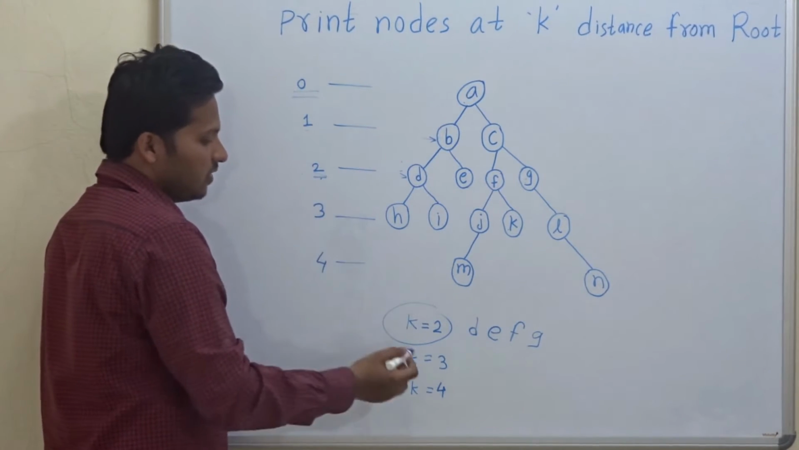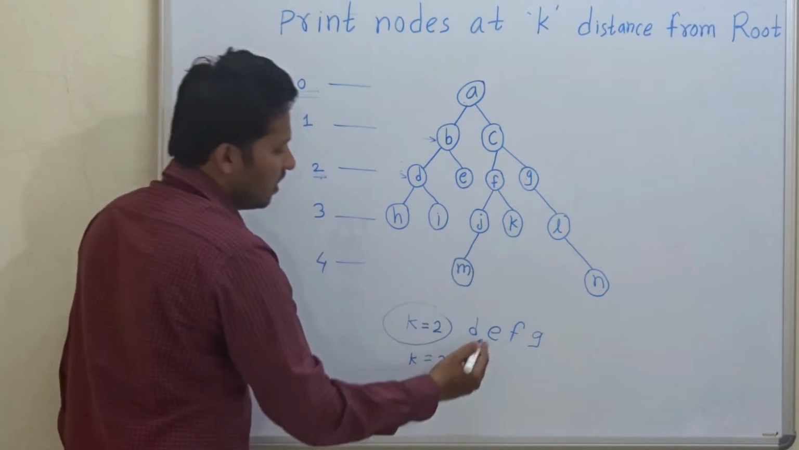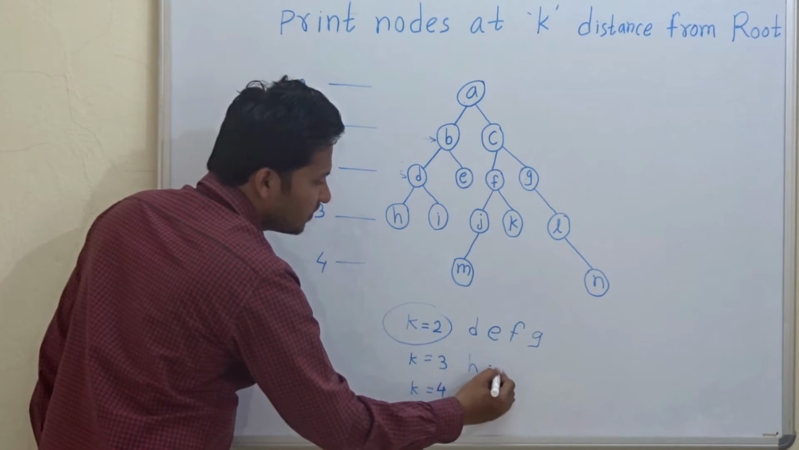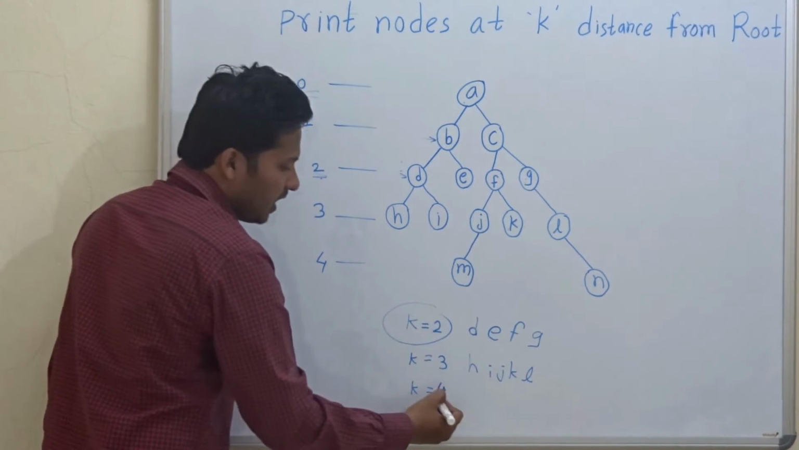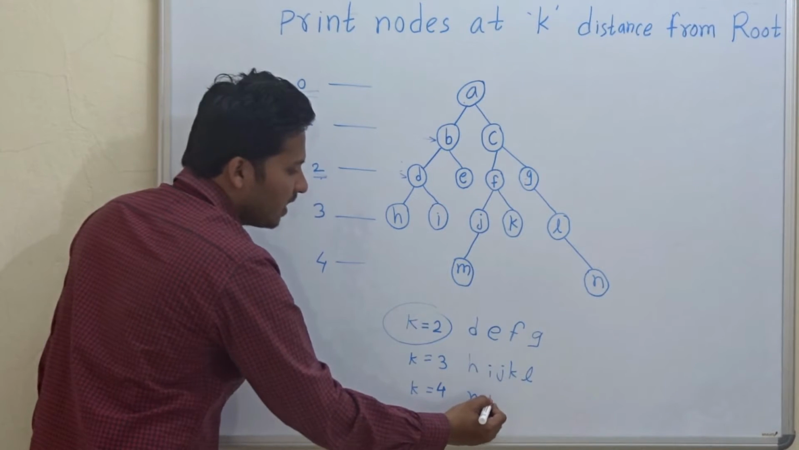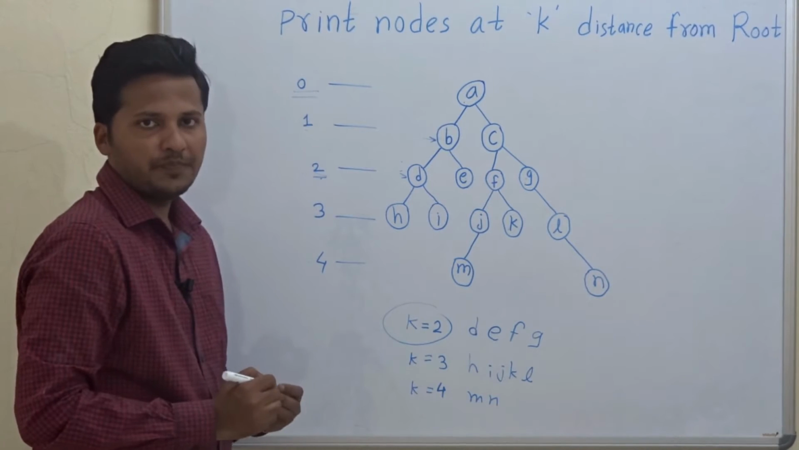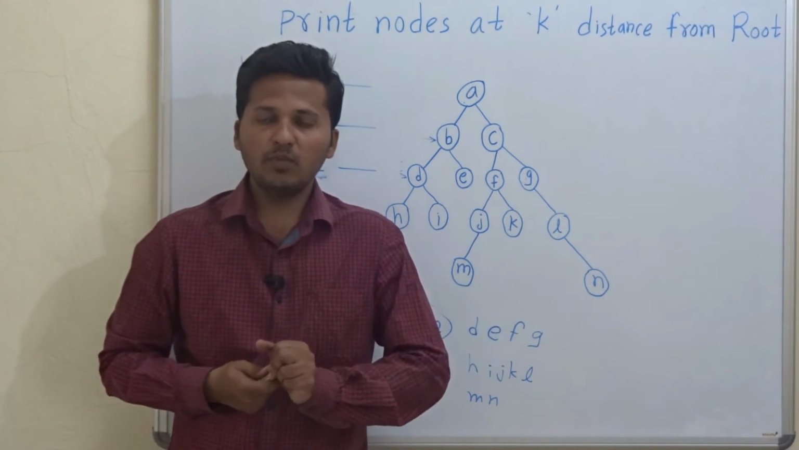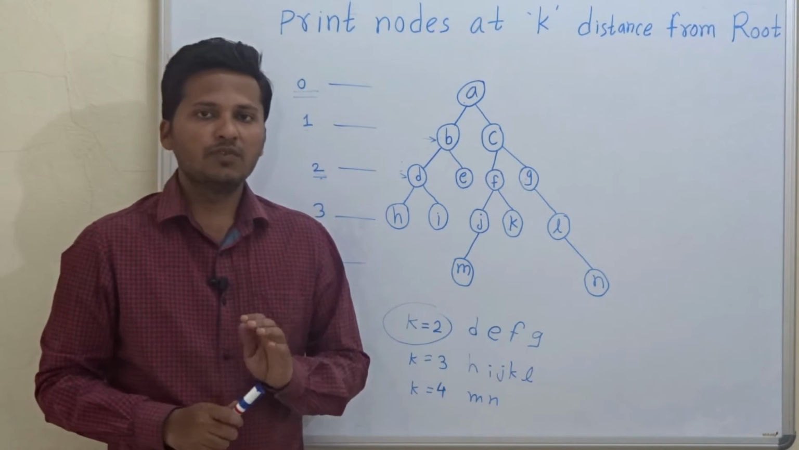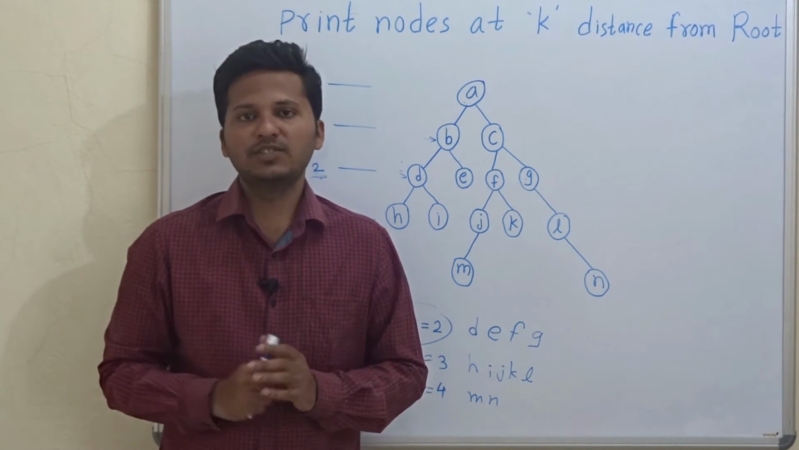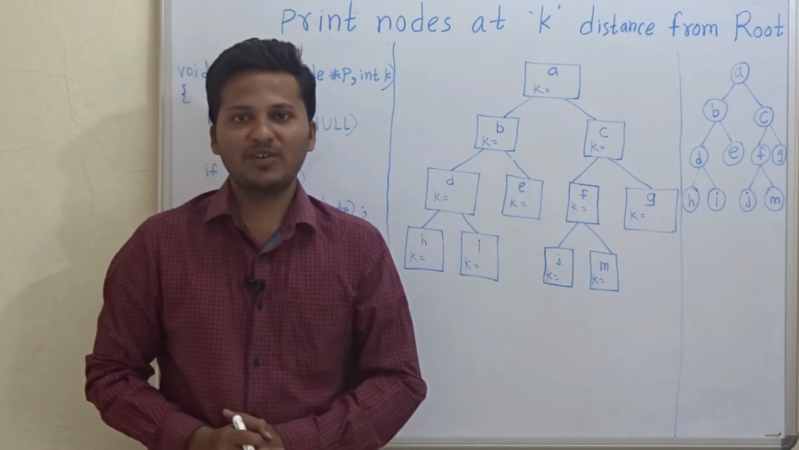Similarly if k is equal to 3, then H, I, J, K, L are the nodes which are at distance 3 from the root. And for k is equal to 4, M and N are the nodes which are at distance 4 from the root. So now we will see the program for finding out the nodes at distance k. We will use recursion for writing this program. So let's see the program now.